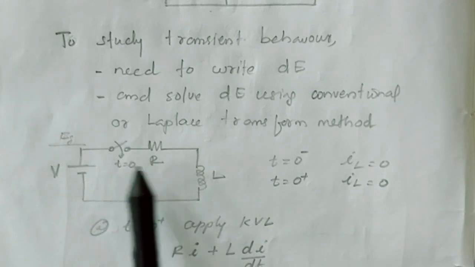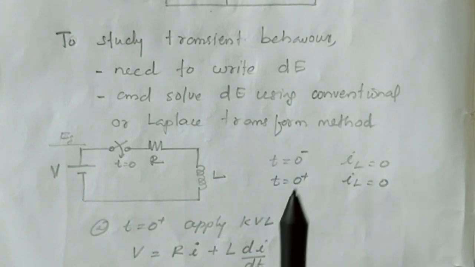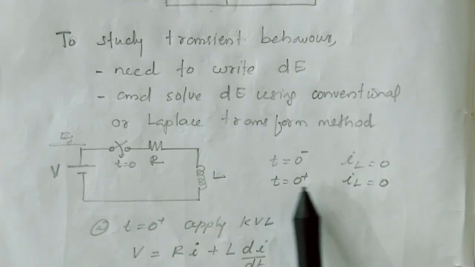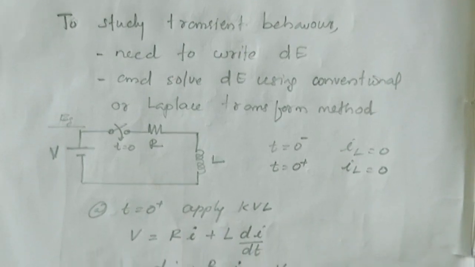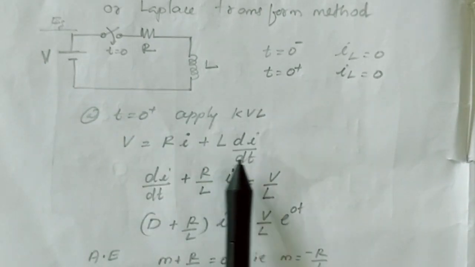Initially, the circuit is in open condition. So at t equal to 0 minus, just before switching, the inductor current is assumed to be 0. And immediately after switching, that is at t equal to 0 plus, IL is equal to 0. Now let's apply KVL immediately after the switch is closed. The inductor opposes abrupt change in current through it. So applying KVL at t equal to 0 plus, we can write this voltage equation, that is, V is equal to R into I plus L into di by dt.